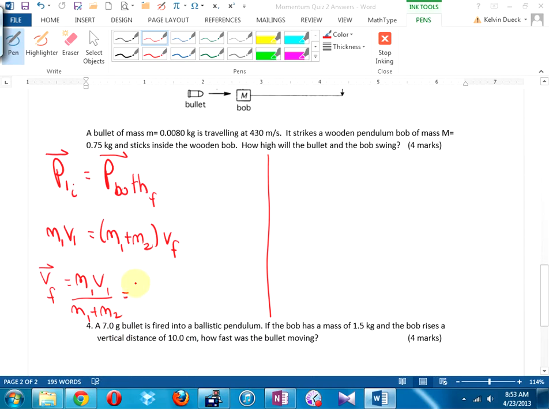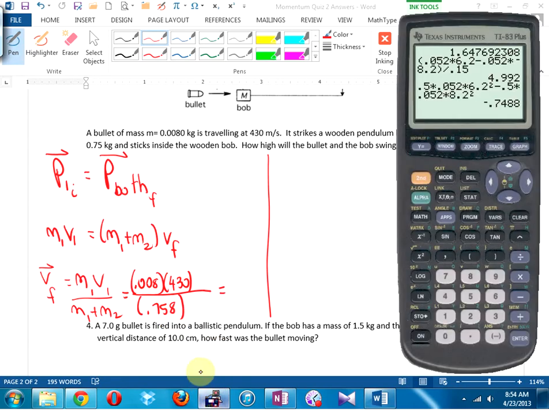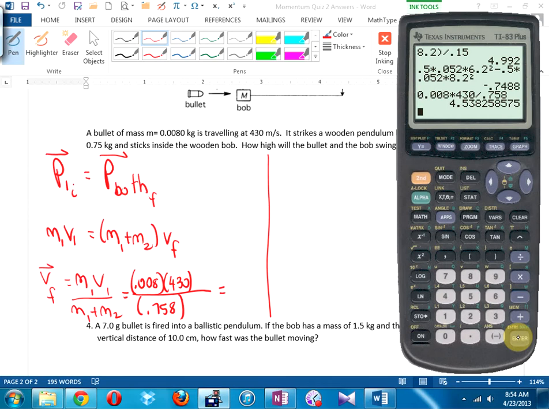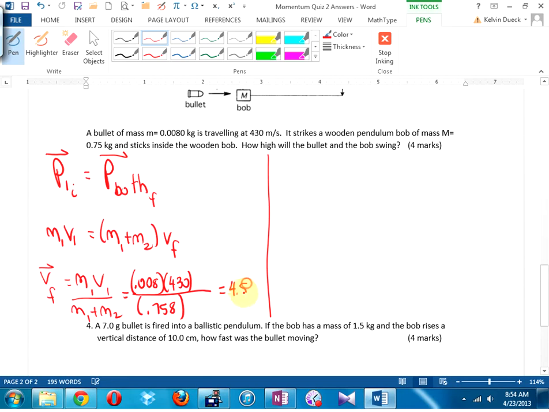It's going to be 0.008 times 430 divided by 0.758. I think that's what you get if you add the two masses together. I hope. 0.008 times 430 divided by 0.758. And I get them moving off together at 4.538. I'm going to write 4.5, is that right? But I'll keep this number on my calculator. So I'm going to go 4.5 meters per second.